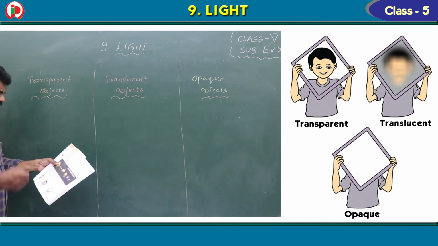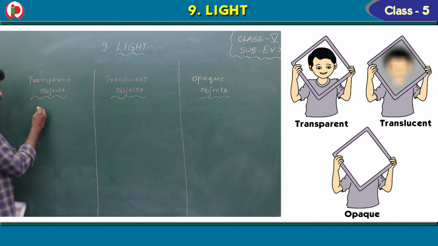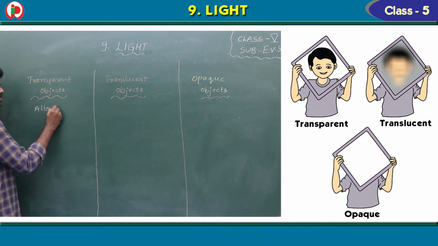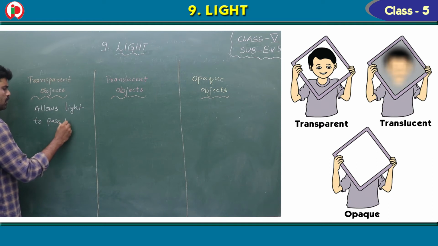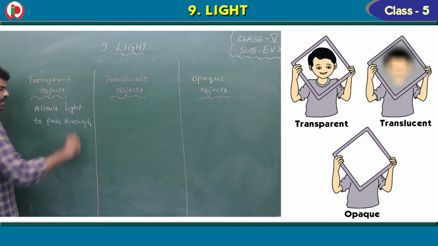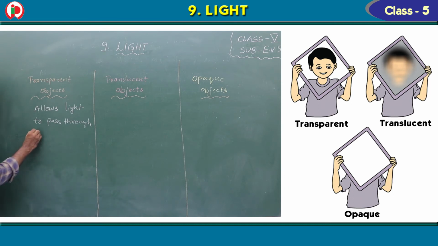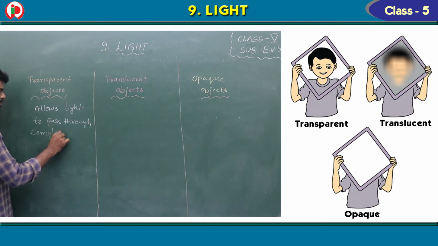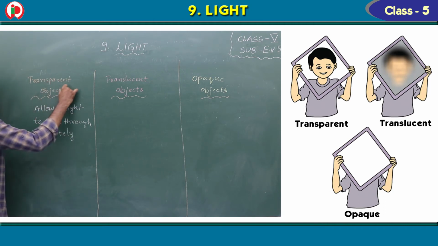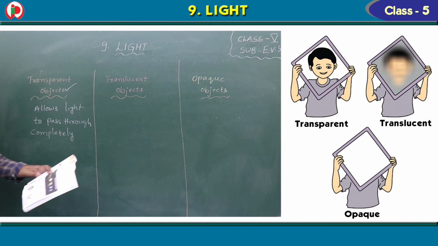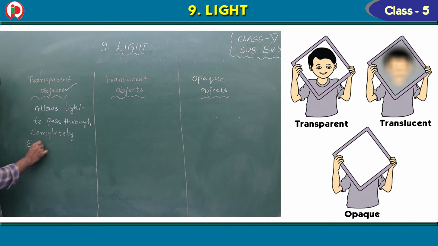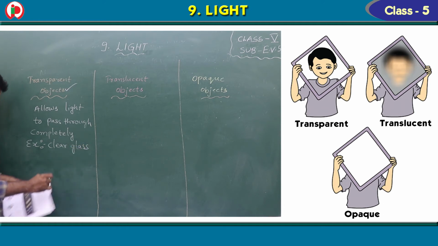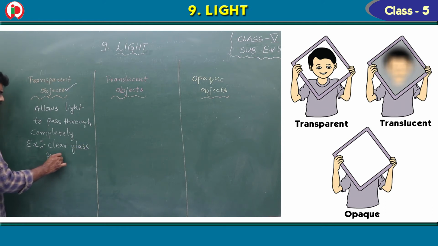Now see the first one. Any object that allows light to pass through completely is known as transparent objects. Example of transparent object is clear glass. And next one is pure water.